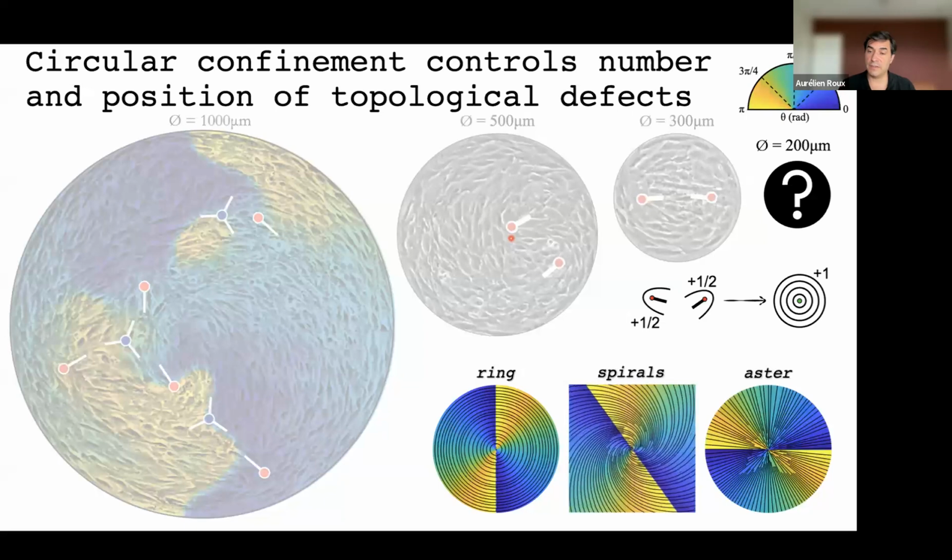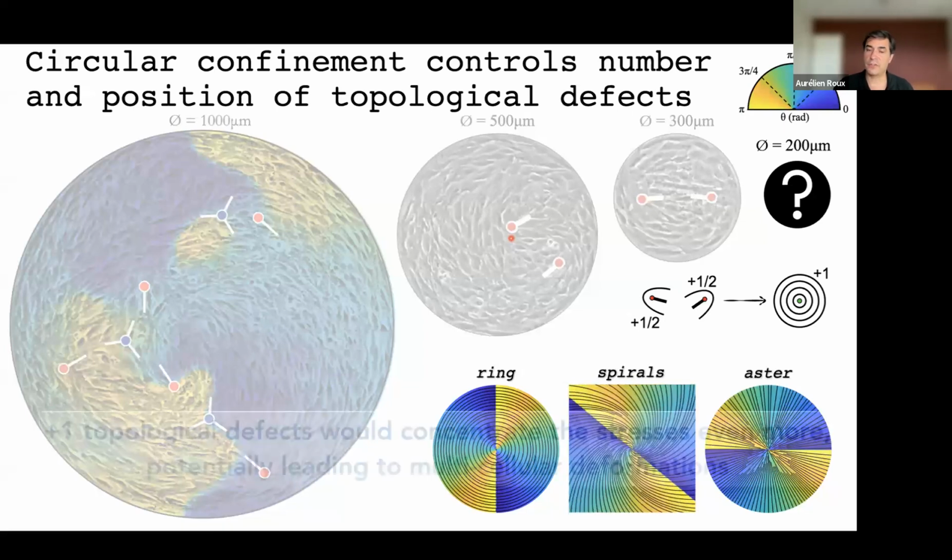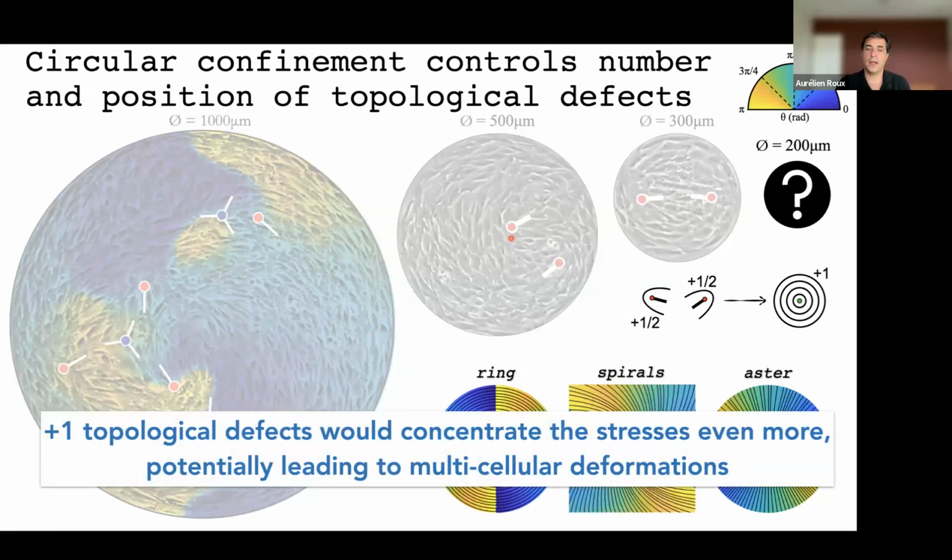And as you can see from the specific pattern displayed around the +1 defect, these are isotropic defects. So that means in every direction, you will have the same organization of cells. And that leads to higher concentration of the stress. So the idea was, can we generate +1 defects to generate high stresses in those flat monolayers on disks?